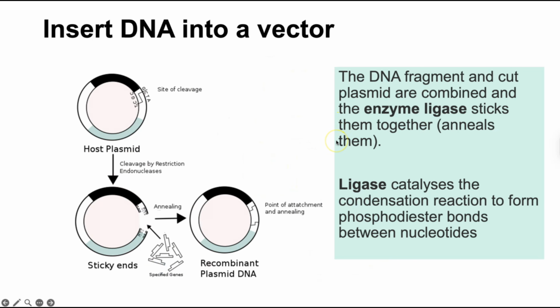Now, a few things just to give you extra detail that the mark scheme is more particular on now: you need to know the enzyme ligase is going to be joining the plasmid and the gene of interest together. Specifically, what ligase does is catalyze the condensation reaction, forming the phosphodiester bonds between those nucleotides to join those two fragments together.